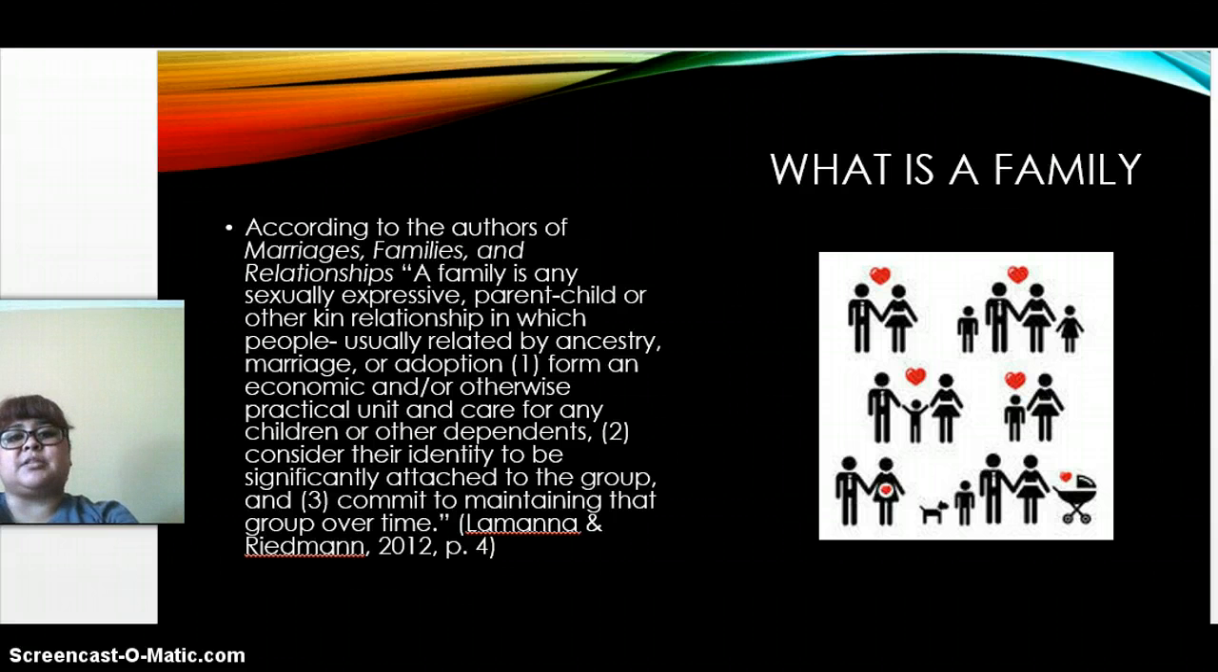Before we can look at types of families, we should go over what a family is. According to the authors of our textbook, Marriage, Families, and Relationships, a family is a sexually expressive parent-child or other kin relationship in which people, usually related by ancestry, marriage, or adoption, do three things. First, form an economic and otherwise practical unit and care for any children or other dependents. Number two, they consider their identity to be significantly attached to the group. And three, commit to maintaining that group over time.